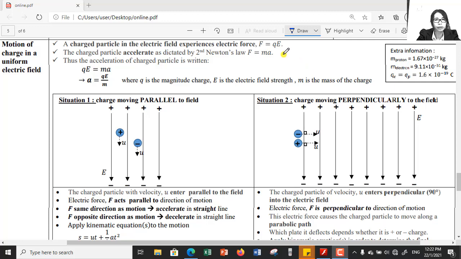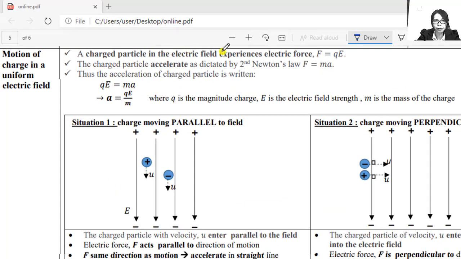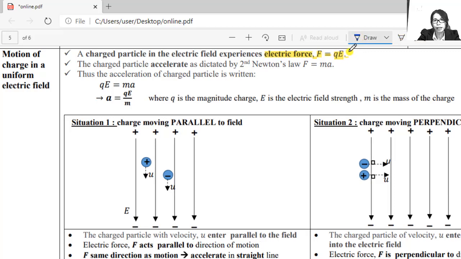Hello boys and girls, so in this video we are going to discuss the motion of charge in a uniform electric field. We learned this before. We know that a charged particle in an electric field will experience an electric force, whereby the electric force is given by F equal to QE. The charged particle will accelerate as dictated by Newton's second law, F equal to ma. According to Newton's second law, if there is a net force experienced by a particle, the particle will accelerate. The same goes for a charged particle in an electric field.